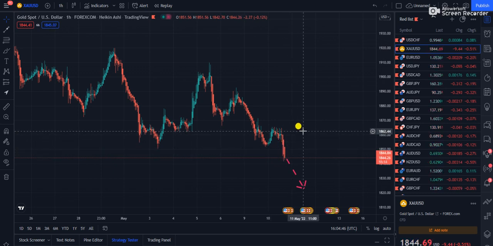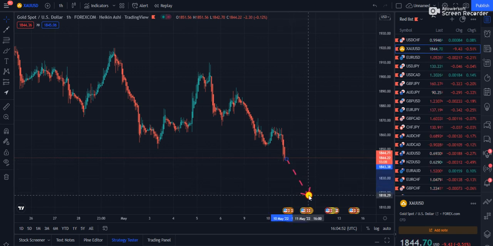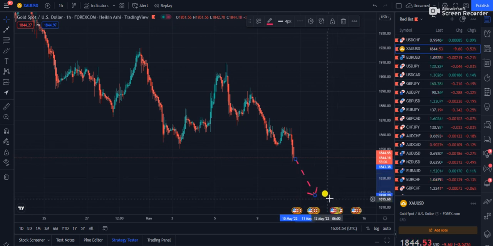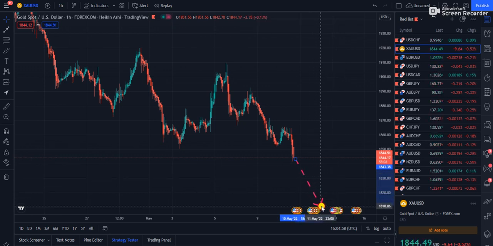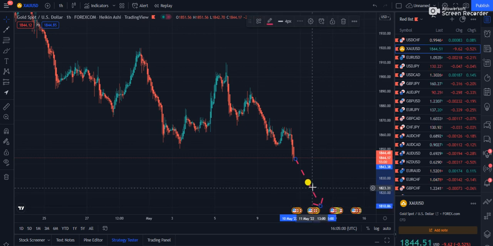However, I will stay bearish on gold from this level, and at least I'm looking for the market to test the 18 level from here, and if the pressure is stronger, then it can reach up to the 1810 levels as well. So I'm completely bearish on gold structure right now, right?